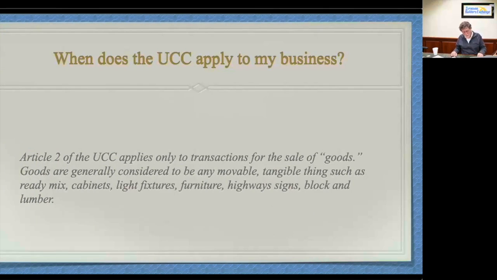Article 2 of the Uniform Commercial Code does not apply between contractors. If you're a GC, if you're a sub, it's not an Article 2 transaction. If you're a sub buying lighting fixtures, it is. If you're a GC buying block, it is. So it relates to the sale of goods. It does not relate to the provision of services. Contractors perform services. They install things. Suppliers, vendors sell goods. That's what the UCC is.